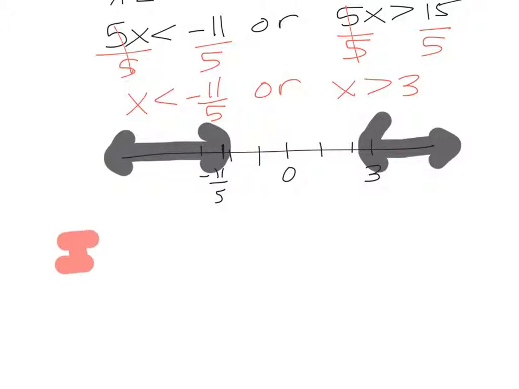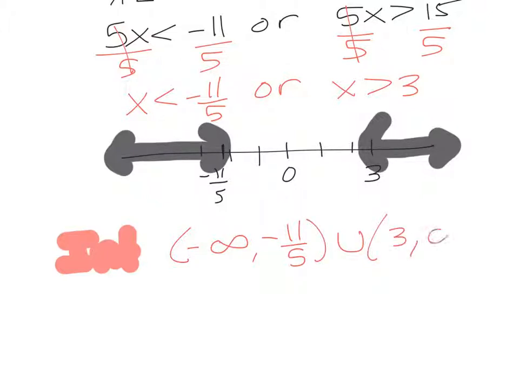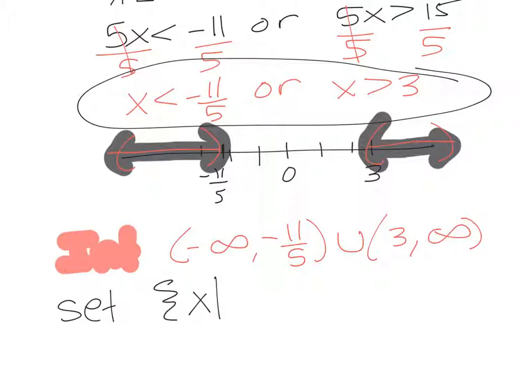So in interval notation, you will say that you went from negative infinity to negative 11 fifths, union 3 to infinity. So you always go from the left to the right. And infinity symbols always use parentheses. In set notation, you will use your curly brackets with the x bar, and then you're just going to recopy your last line. X is less than negative 11 fifths, or x is greater than 3. You have to know which version you are using because the answers will go back and forth.